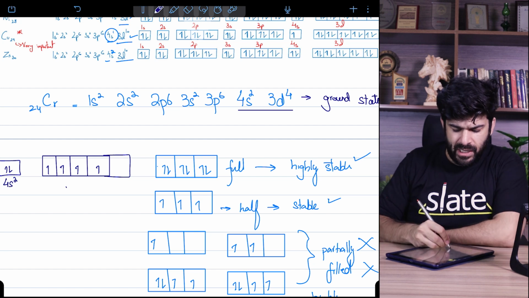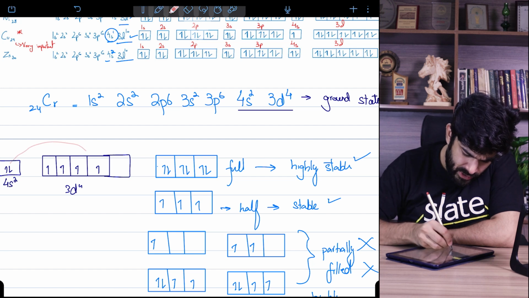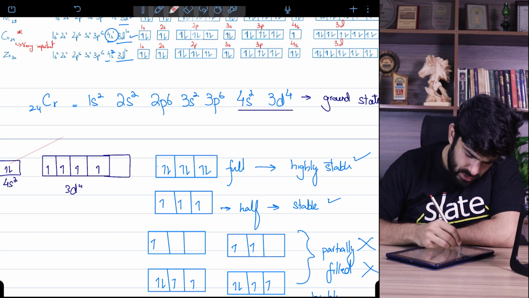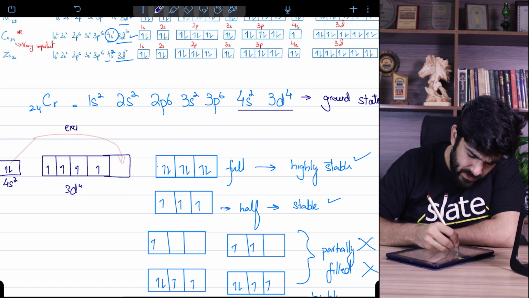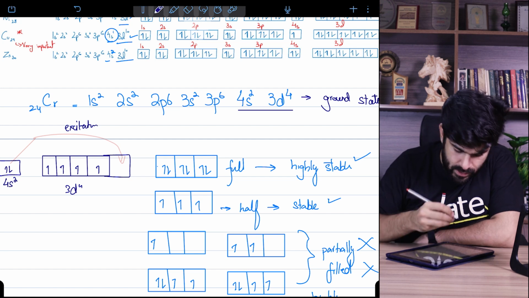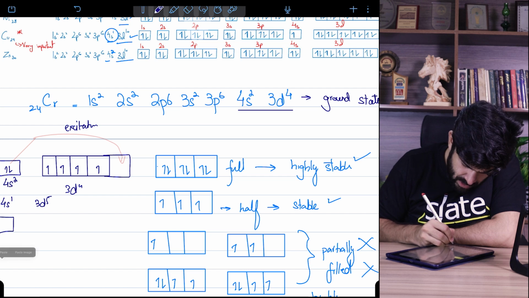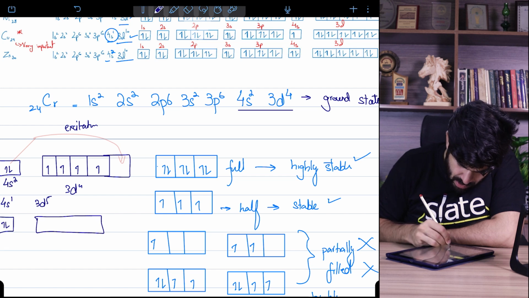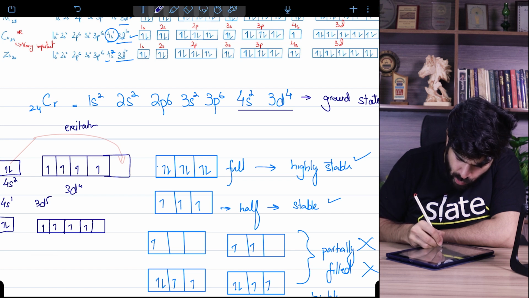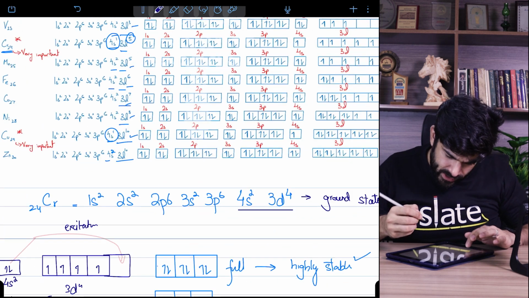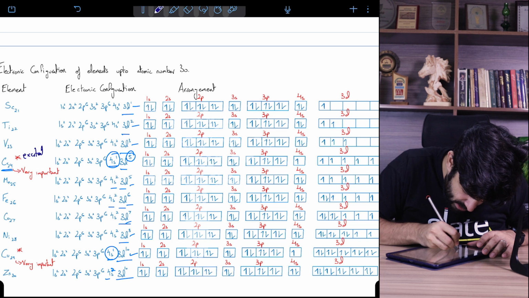Now, this is completely filled while this is partially filled. What is going to happen here? An electron will jump from here to here. This is excitation because it can happen. And this would give us 4s1, 3d5. Now it's stable. And we call it, the one here, 4s1 3d5, the excited state.